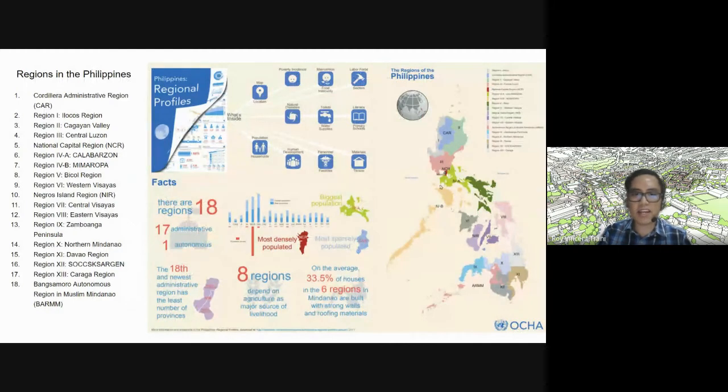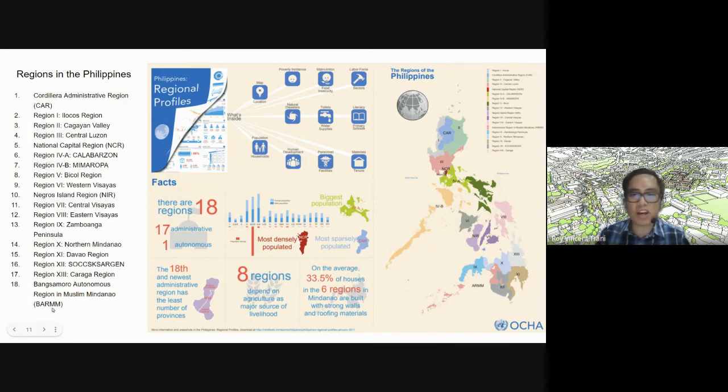And then I just want to highlight the different regions in the Philippines. Currently, as of 2021, we have 18 regions. I think 3 of them are not numbered. We have the Cordillera Administrative Region, the CAR, NCR, National Capital Region, and then the BARMM, the Bangsamoro Autonomous Region in Muslim Mindanao. I think these are the 3 that are not numbered. You see there are 18 regions, 17 administrative, meaning part of the Philippine government, for the most part, in general, and then 1 autonomous. So that's the BARMM.